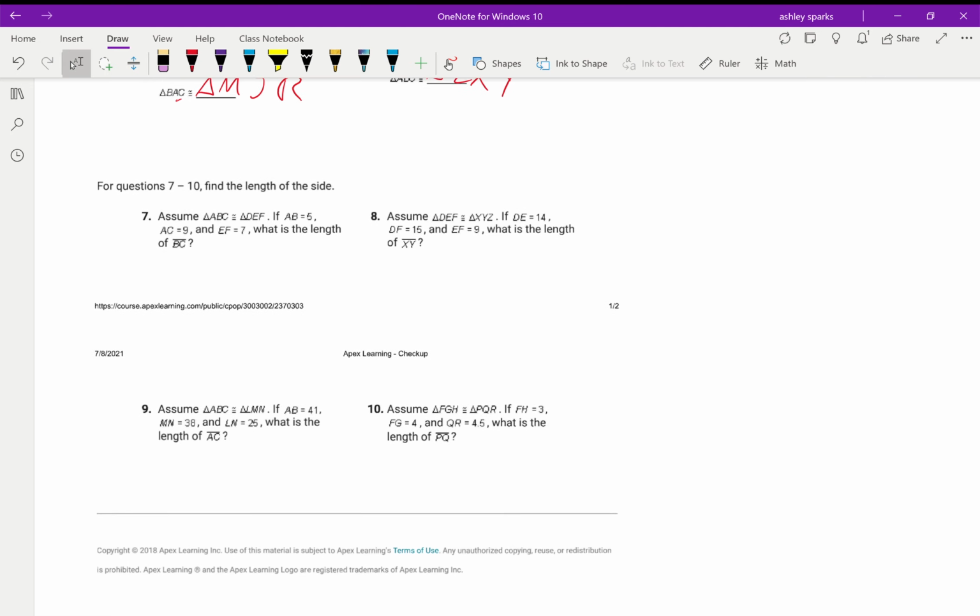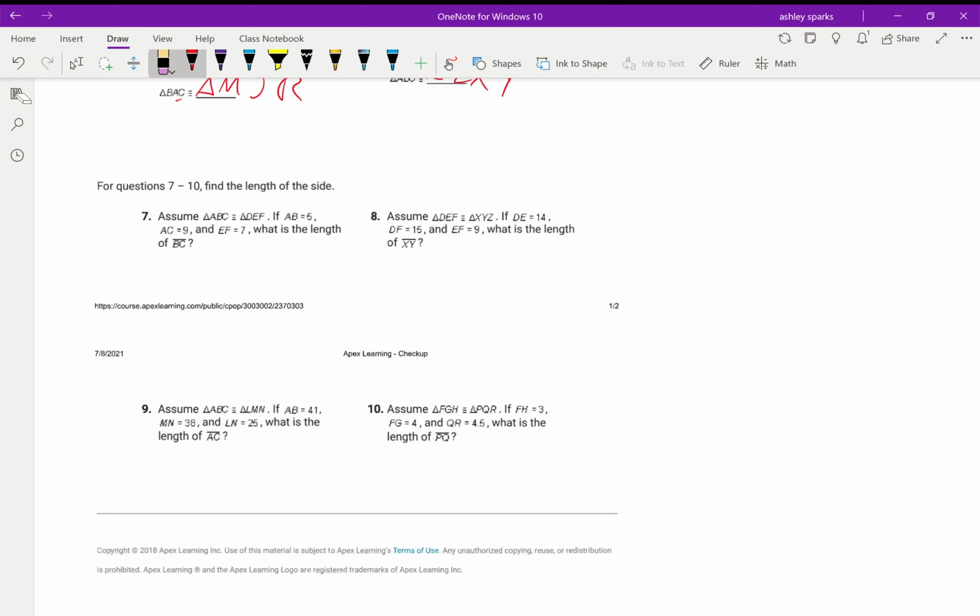Okay. For these next ones, it could help you to actually draw out your triangles. That's up to you to see what you need. Or you can follow the congruency statements. So this tells me AB is 5, AC is 9, and EF is 7. Okay? Now I would like to know what is the length of BC.